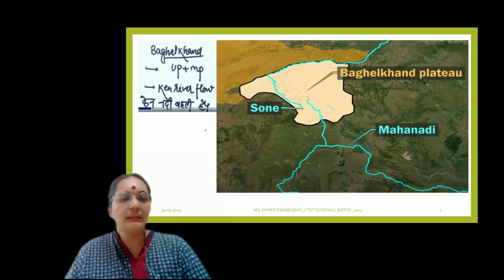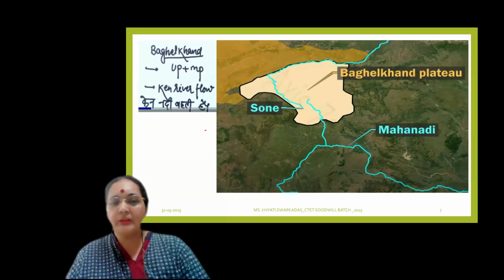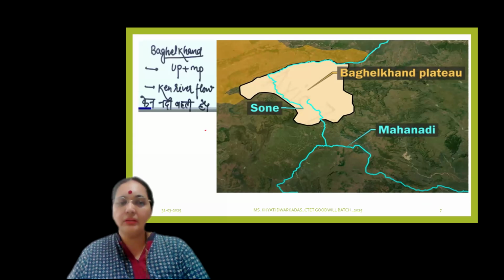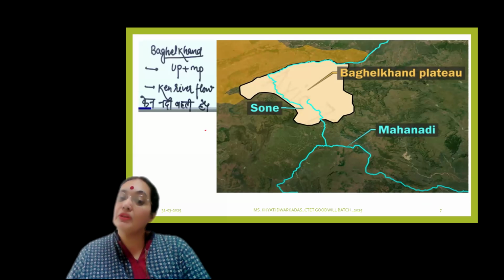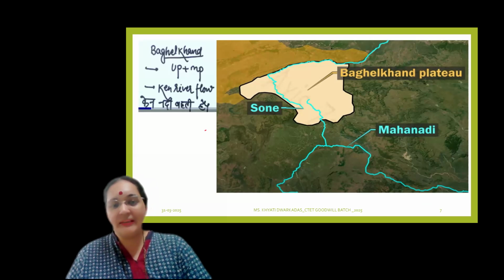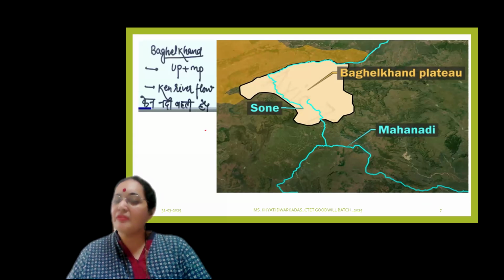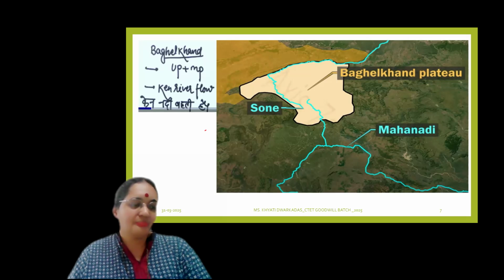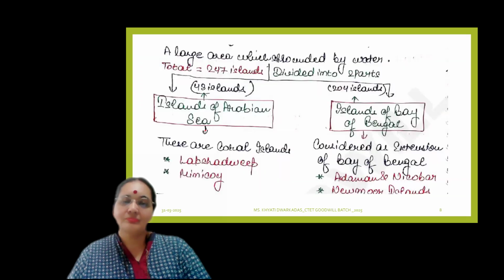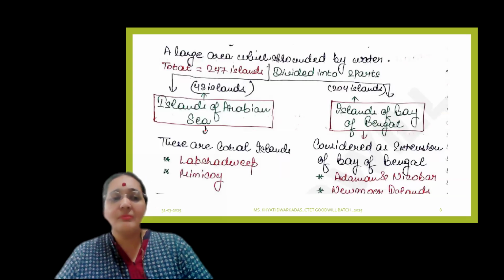Then Baghelkhand Plateau I had spoken to you about earlier. And you can see this is the plateau of Baghelkhand in UP and MP. The Ken River flows through it. River Son also flows by it. Mahanadi starts from Baghelkhand and flows into Odisha. So a large area which is surrounded by water.